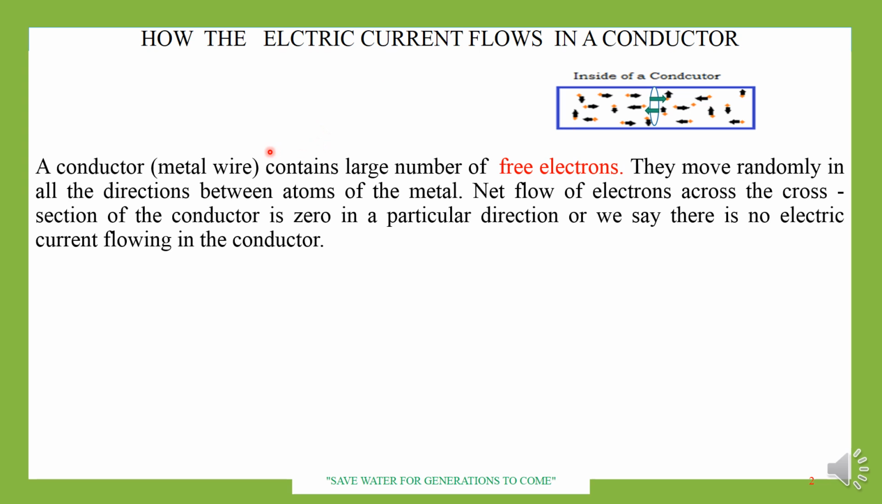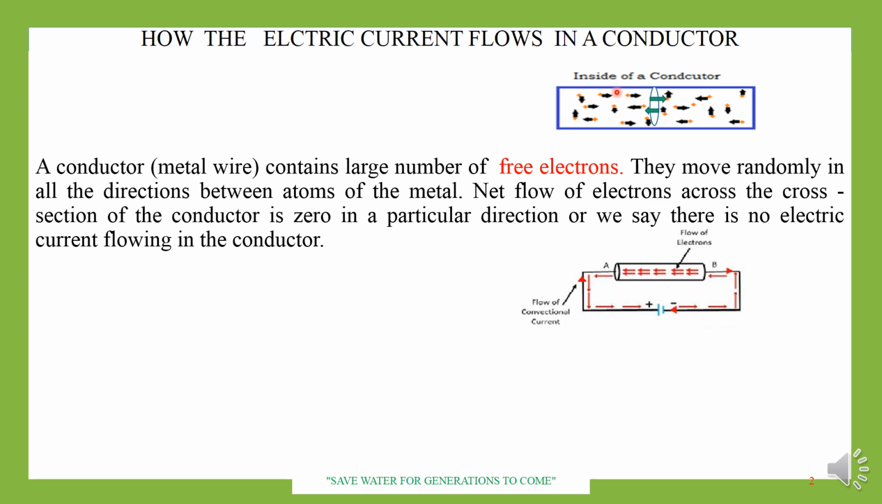The conductor means a metal wire, copper wire, aluminum wire. These wires are generally available in our homes also. A conductor metal wire contains a large number of free electrons. They move randomly in all directions between the atoms of metals. The net flow of electrons across the cross-sectional area of the conductor is 0, which we have discussed in a particular direction. So we say there is no electric current flowing in the conductor. Now the question comes to us: how can we make electric current flow continuously through this conductor?